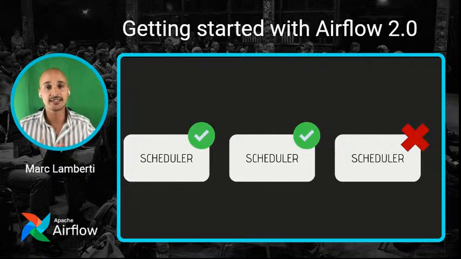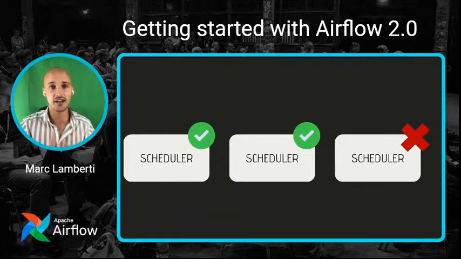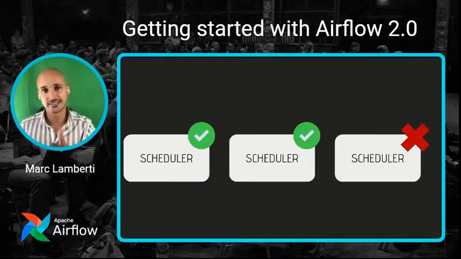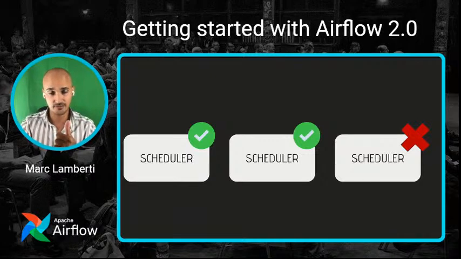Right now, you are able to have as many schedulers as you want. If one goes down, you still have the other schedulers in charge of scheduling your tasks. There are three benefits for that. First, zero downtime. So that means, again, if one scheduler goes down, you still have the others.